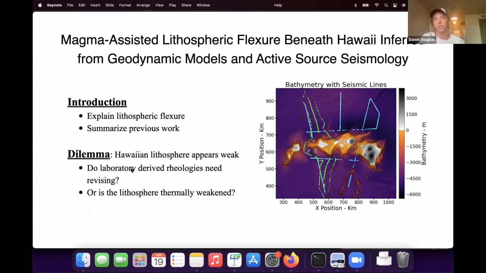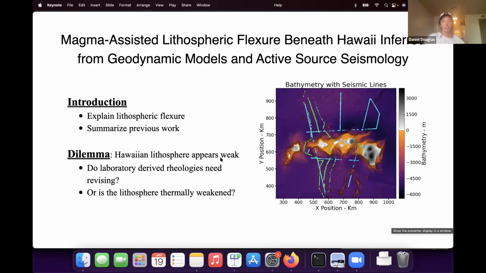Hey everyone. My name is Daniel. I'm currently a PhD student with John Nalaboff at New Mexico Tech. I just started a few months ago, but I'm going to be presenting a kind of summary of the master's thesis that I did in Hawaii with Garrett Ito. And the thesis is titled Magma-Assisted Lithospheric Flexure beneath Hawaii, inferred from geodynamic models, which of course are ASPECT models, and active source seismology.